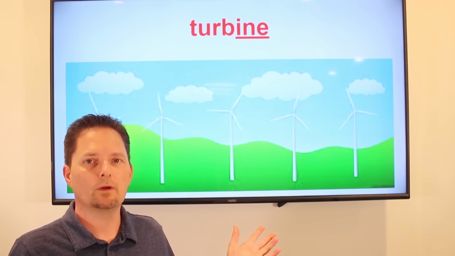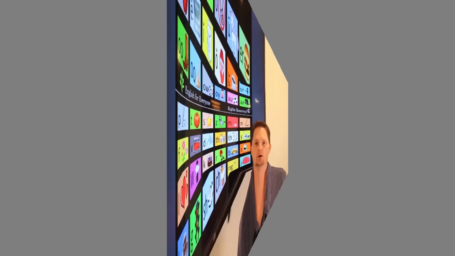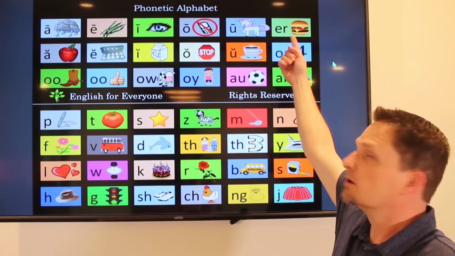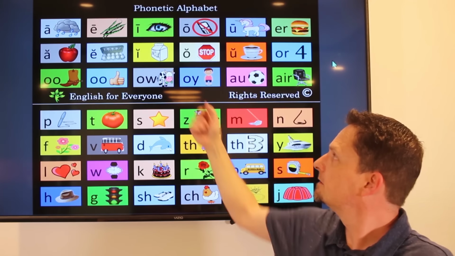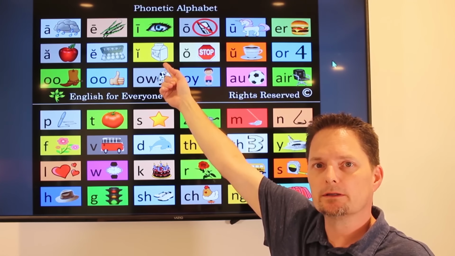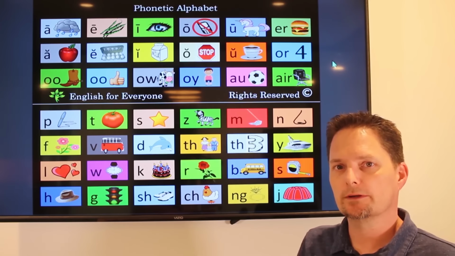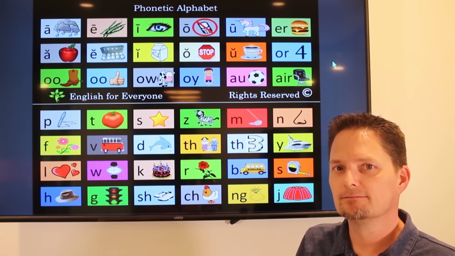Example, these are wind turbines. They create electricity from the wind. Pronunciation, turban. Turb. Turbid. Turban. Turban. Wind turbines generate electricity.